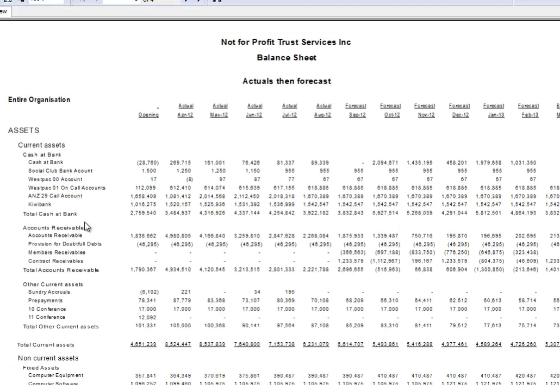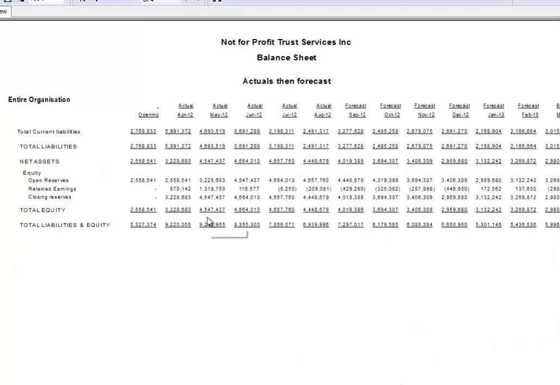On the balance sheet report, we can see how debtors, fixed assets, creditors, and other liabilities are to be managed with the reserve accumulation. With the double entry nature of Cash Focus, the balance sheet always balances.